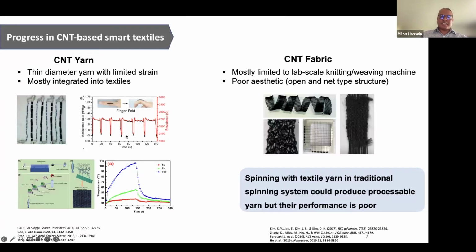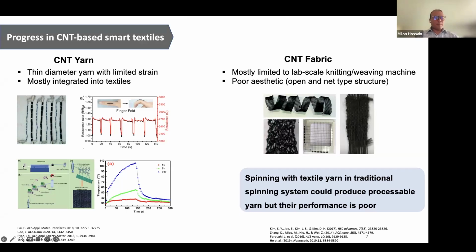So in the CNT yarn, most of them are combined with the ring spinning process, but the conductivity was very low and the performance was very low, because this process is not uniform. There might be different defects. And another approach, like coating a thick yarn using carbon nanotube powder, has the same problem: you get a very thick yarn that is not uniform and has a different problem with the aesthetic.